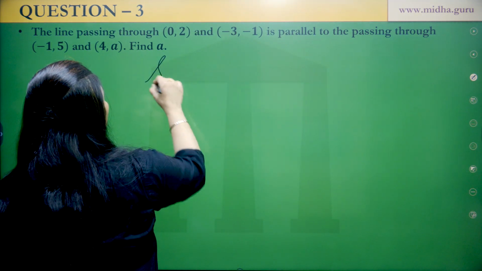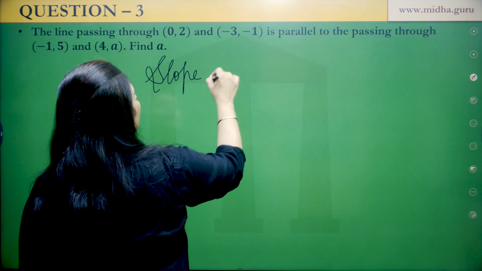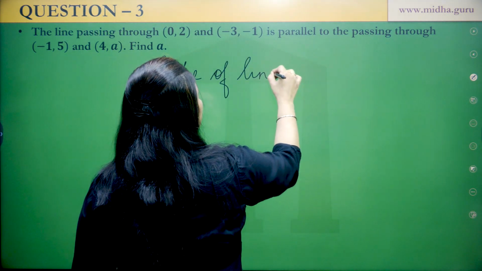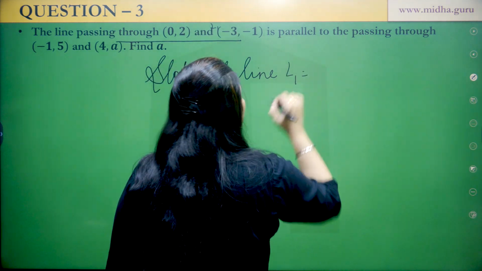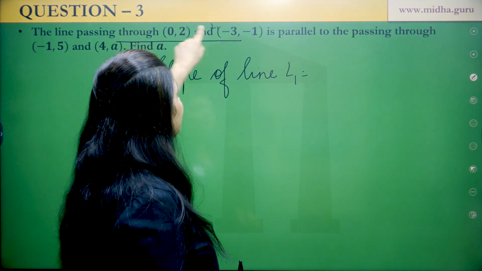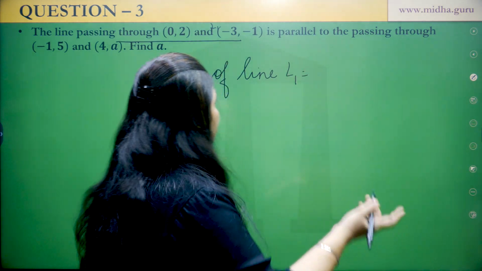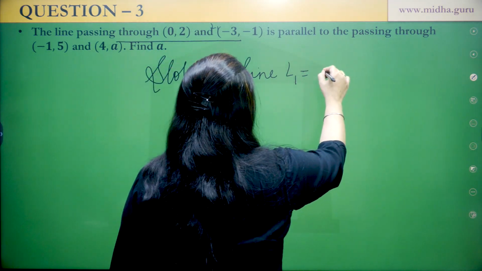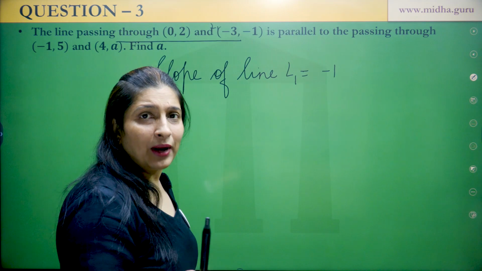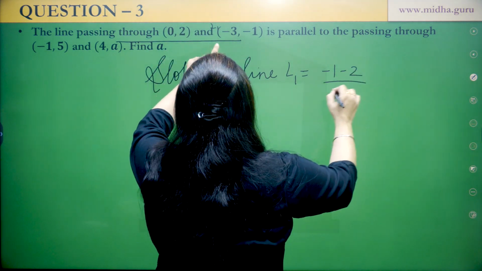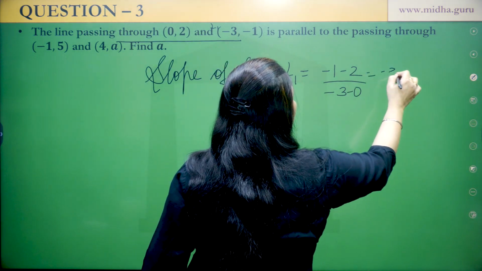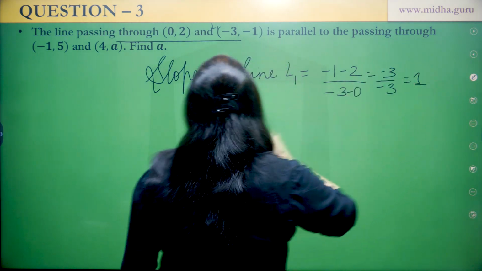So we'll find the slope. There are 2 lines, right? We'll name this line L1. The slope of line L1, which is passing through 0, 2 and minus 3, minus 1, will be y2 minus y1 by x2 minus x1. So this will be minus 3 by minus 3, which is 1.